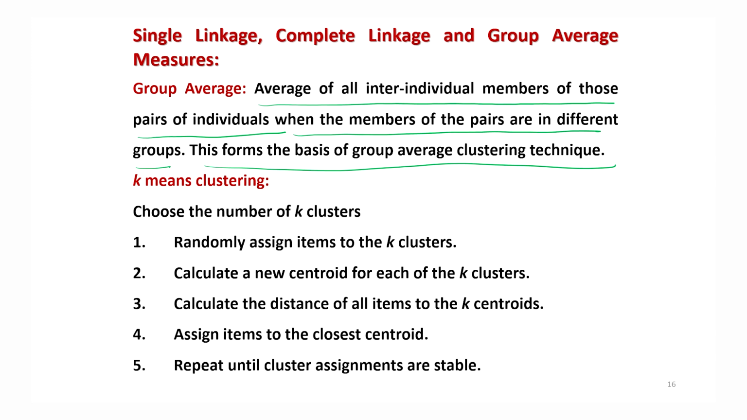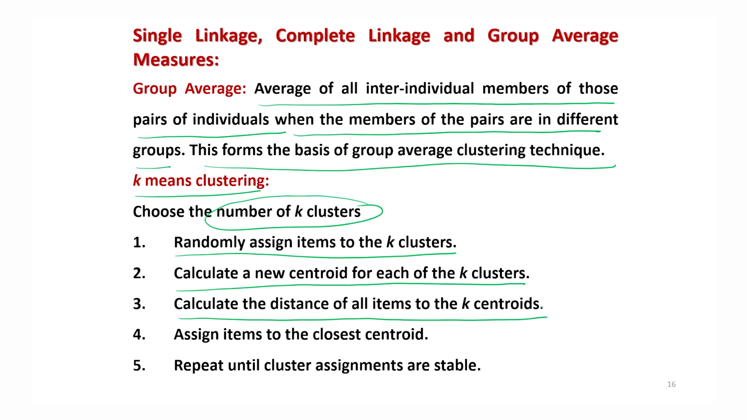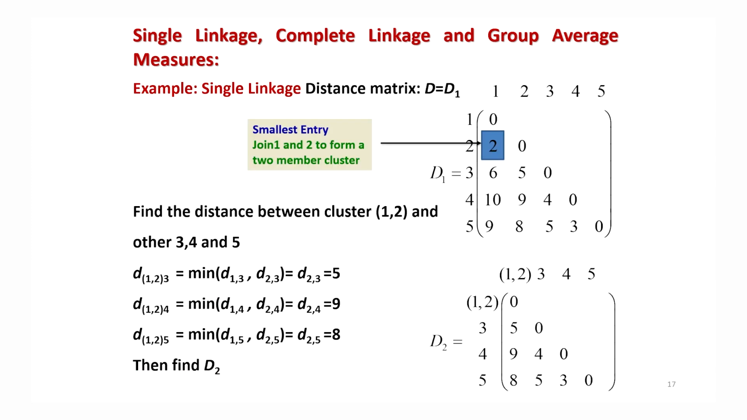And we have, for example, this k-means clustering. So in the k-means clustering, what we try to do is choose the number of k clusters. In the first step, we randomly assign the items to the k clusters. Then we calculate a new centroid for each of the k clusters. Then we calculate the distance of all items to the k centroids. Then we assign each item to the closest centroid, and we repeat this until the cluster assignments are stable.